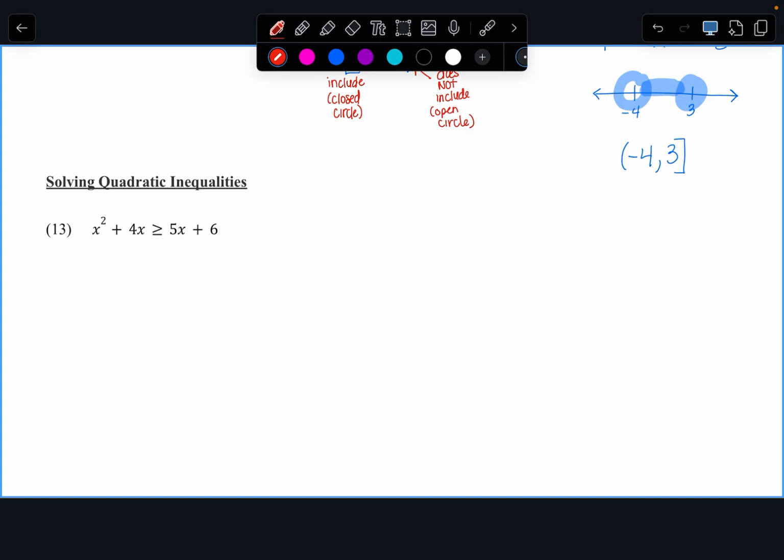The first thing we want to do on our paper is to get everything on one side and 0 on the other. So we're going to subtract 5x and subtract 6. So we have x squared minus x minus 6 is greater than or equal to 0. When we talk about graphing, our graph, which is y1 here, we want to see where is the graph of this above 0.